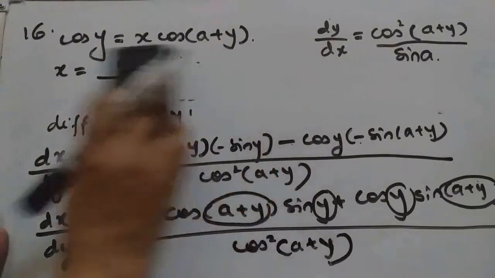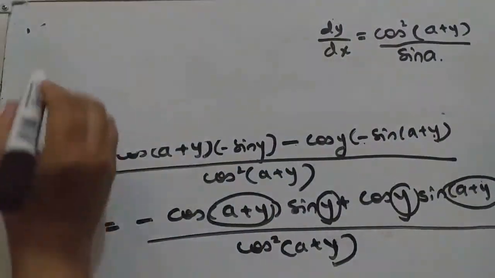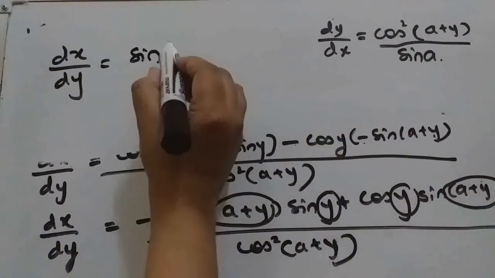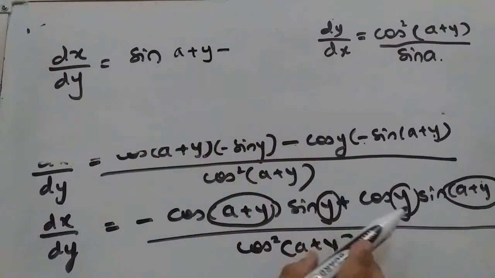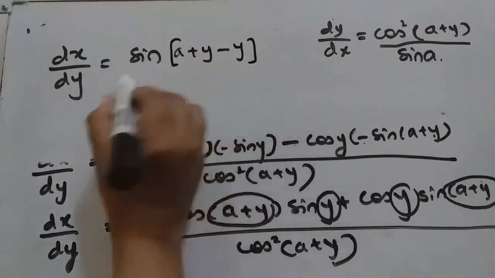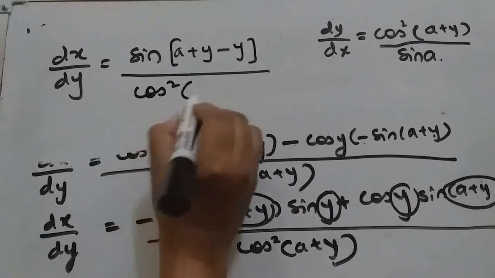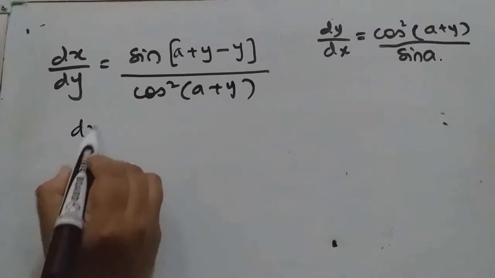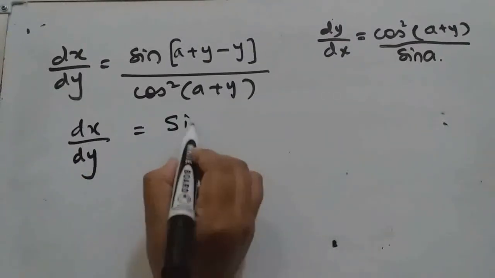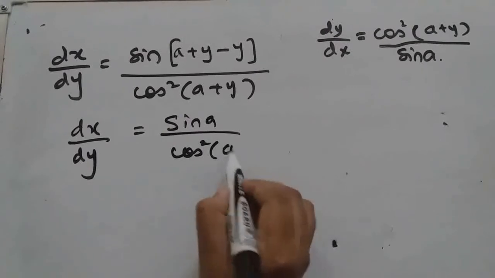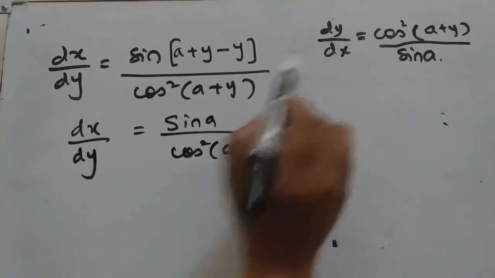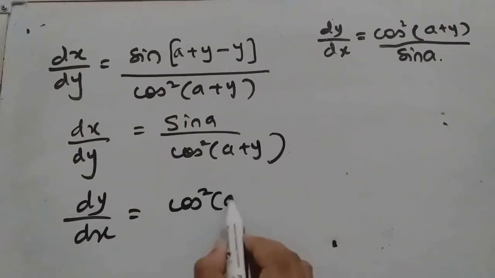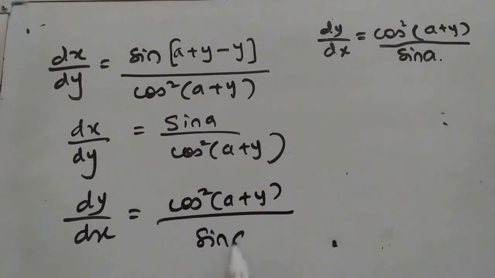What we can write? Sin of A, that is (a plus y) minus B, that is y, divided by denominator squared. So dx by dy is sin a by cos squared (a plus y), but we want dy by dx, so we will take reciprocal. Dy by dx is cos squared (a plus y) divided by sin a.